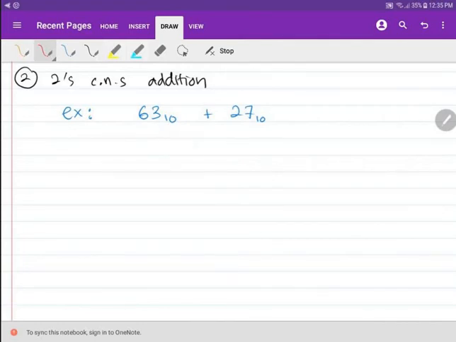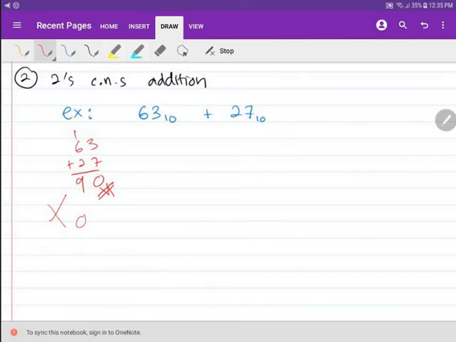Now we have this one example, 63 plus 27. So can we perform addition? Now you may think that, wow, it's so easy. Just put like this, 63 plus 27 gets 90, done sir. Then what I'll be doing? Wrong, 0.